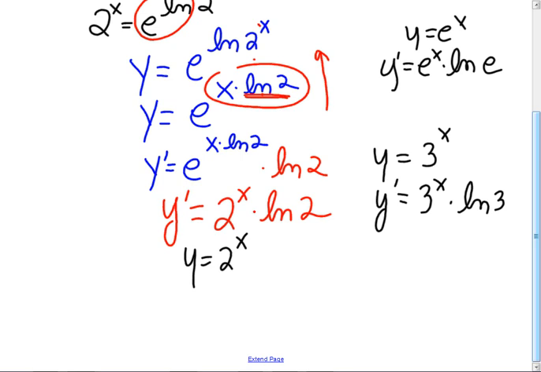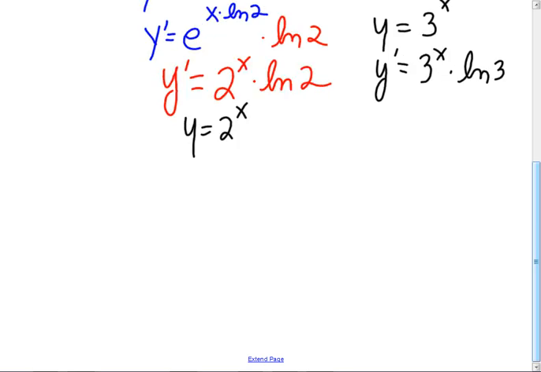So in general, what is it? If you have y equals some constant to the x power, then y prime is going to be the same exponential function back again times the log of the base, ln of a. We're always doing natural logs. Everything will always be changed to natural logs.